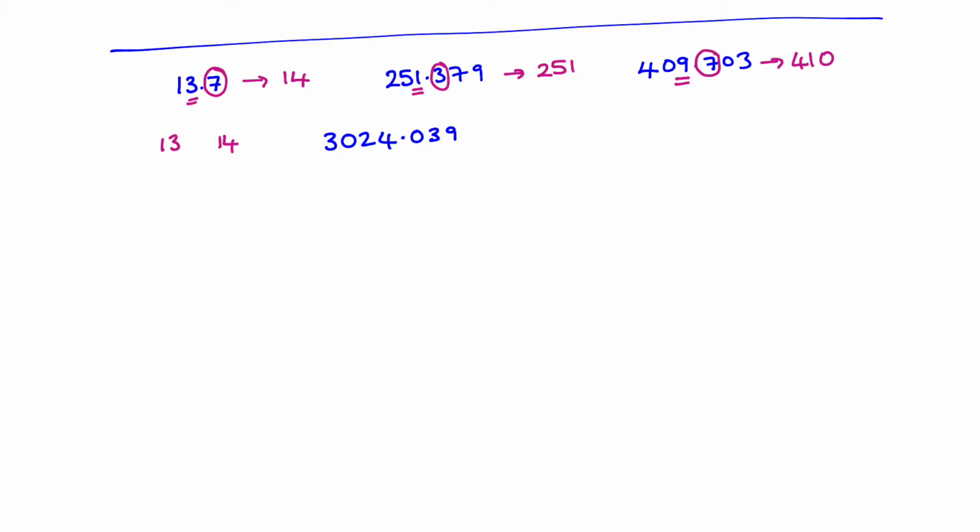Okay, so 3024.039. We're going to round to the nearest whole number. So we look at the units digit. We consider the one that follows that, the 0, and that tells us to leave the 4 as it is. So all we're doing is 3024. I hope you can see that these are not tricky to do.